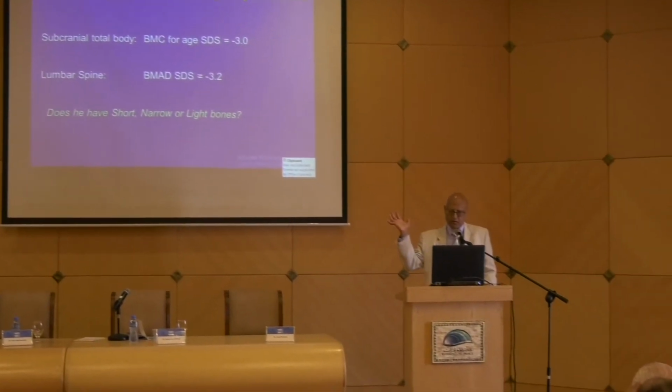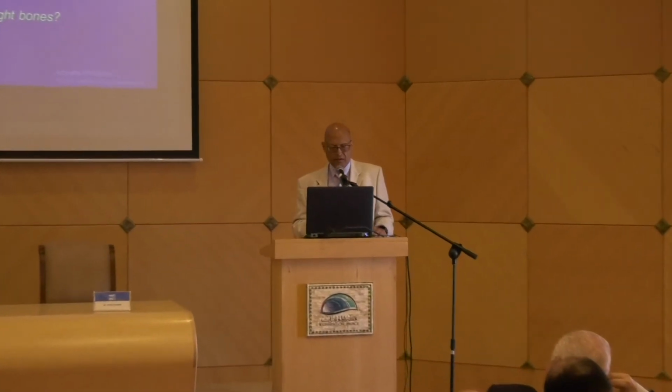So you all probably know what the diagnosis here is, but let's see what the DEXA values were. I forgot to mention that in children, when you're doing the whole body bone density, you remove the head, because in small children, the head is relatively large in relation to the rest of the body, and the head may actually mask any small changes that you have in the rest of the body. So the subcranial BMC standard deviation score for Michael was minus 3, and the lumbar spine size-adjusted BMD, BMAD, was minus 3.2.